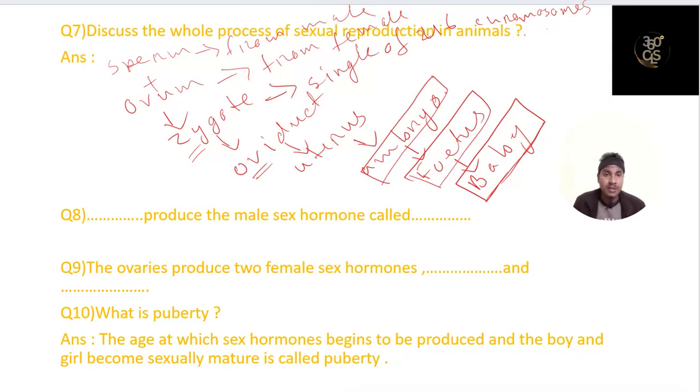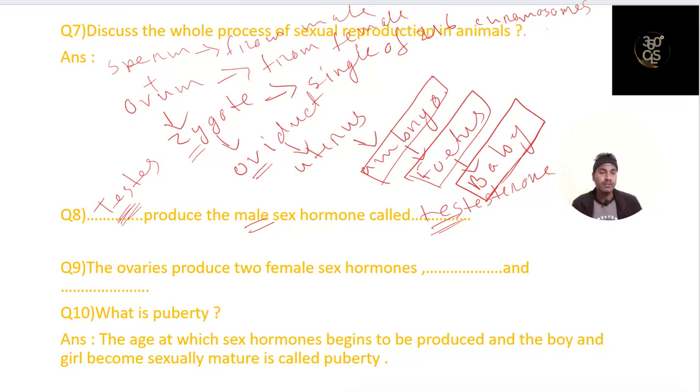So the next problem is this produces the male sex hormones called what? So testes produce what? Male sex cells. Okay, so testis is a very important sexual reproductive part of the male, which produces male sex hormones, which are called what? Testosterone.